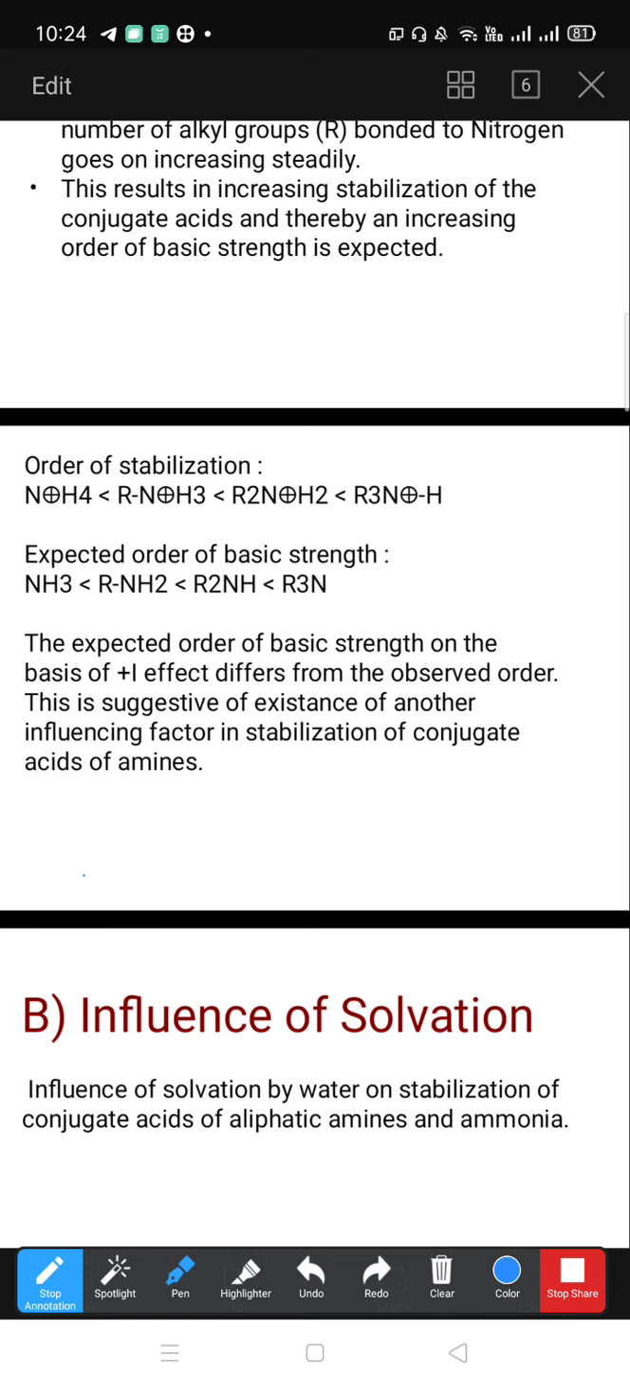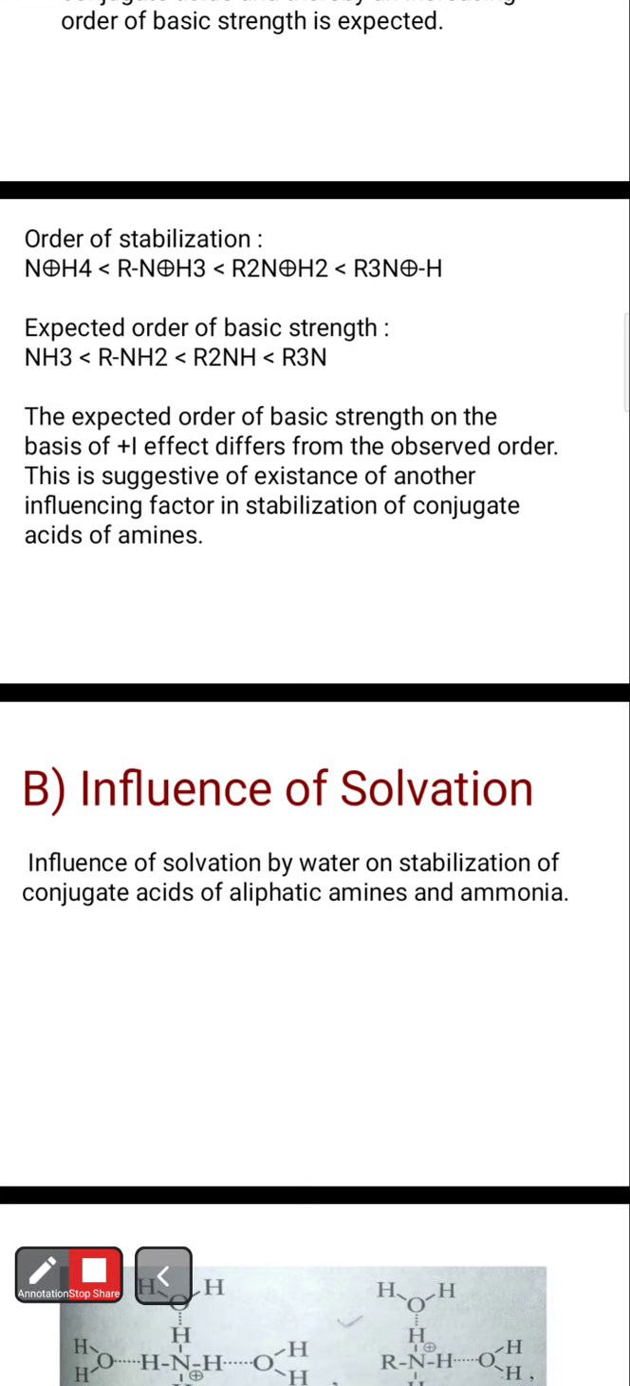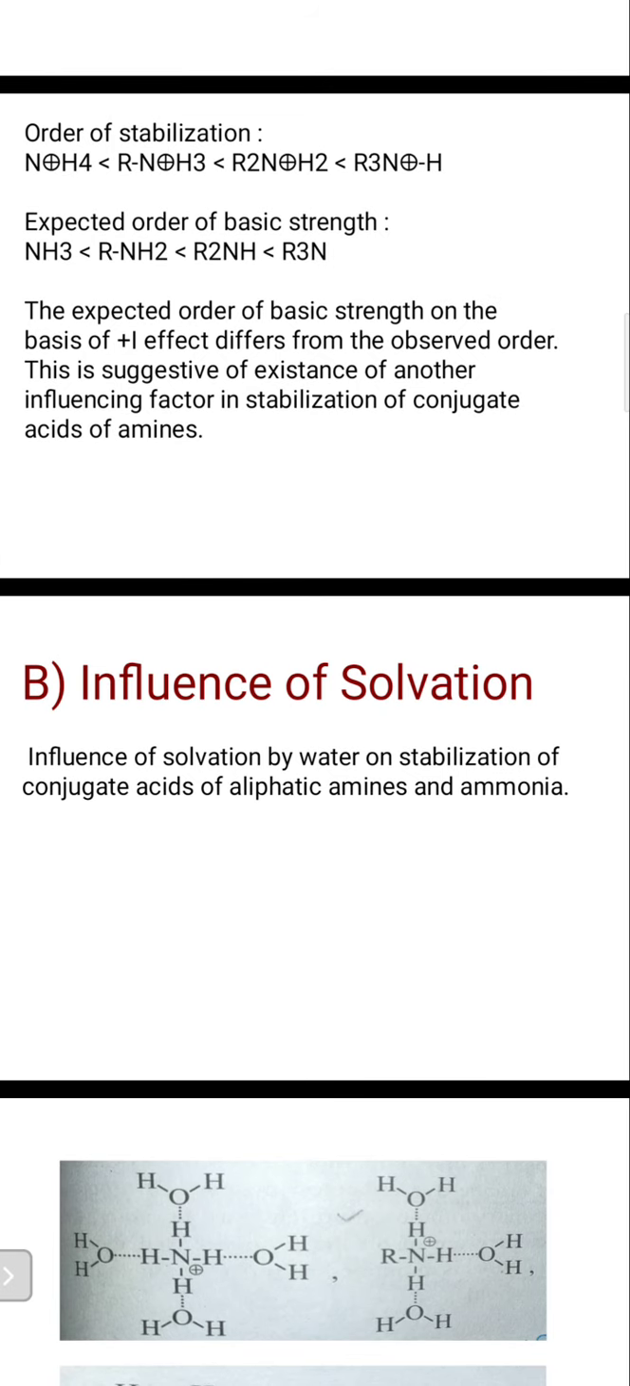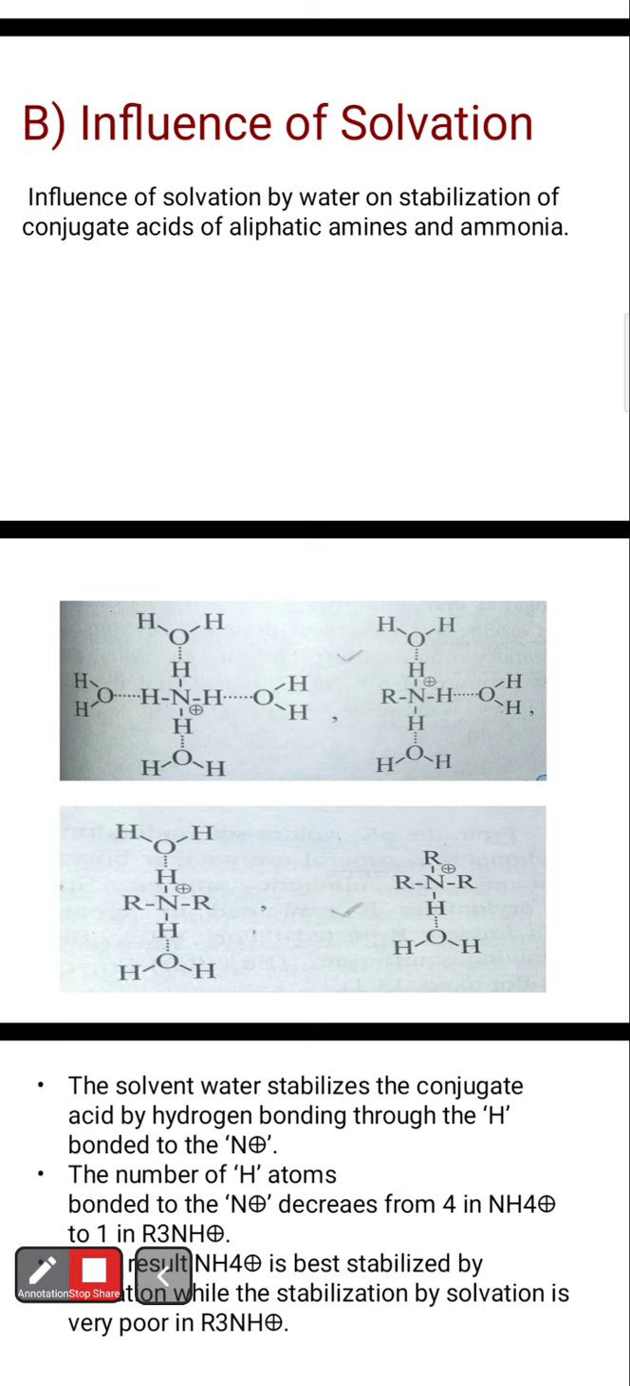And that's why two more factors we're going to discuss now. The second factor is the influence of solvation. Solvation, you know that whenever you mix any compound with a solvent, it can be dissolved and that forms the property of solvation. The influence of solvation by water on the stabilization of the conjugate acids of aliphatic amines and ammonia we can better explain according to these four structures.